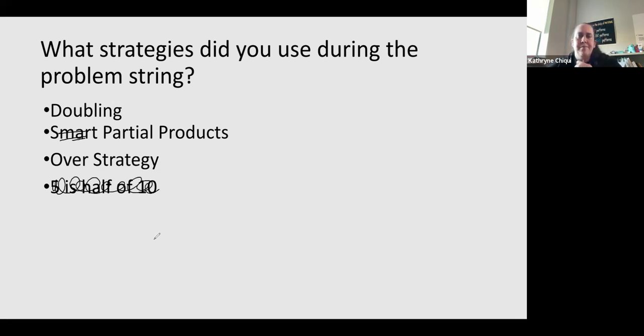That didn't come up. But one of you had asked what the point of the string was and what we were working on. In this particular string, because a lot of different strategies came up, the goal actually wasn't the strategy, it was using a ratio table.